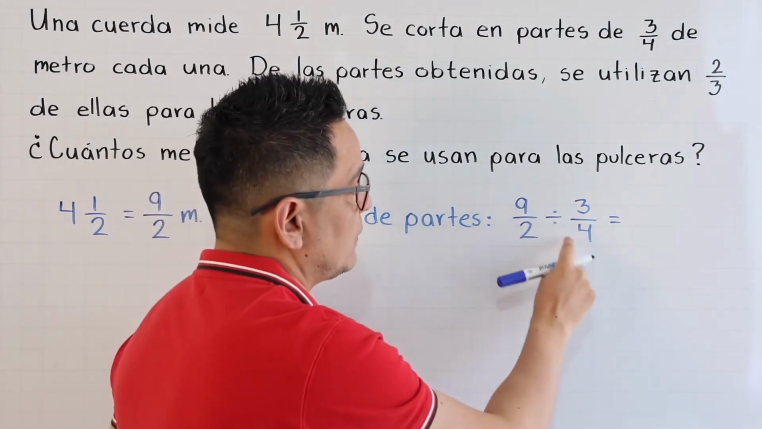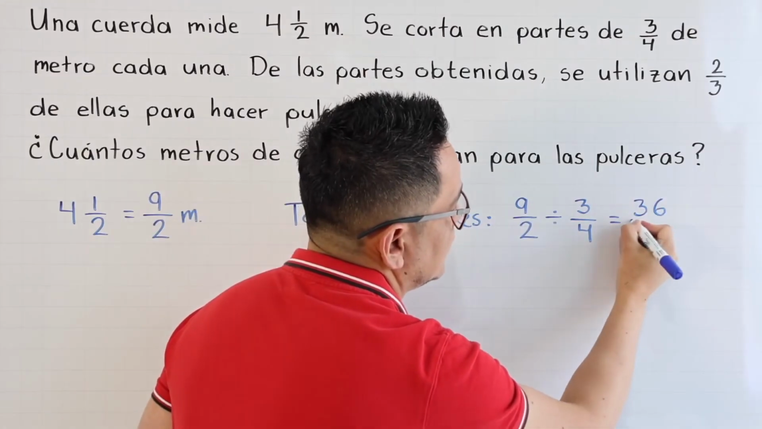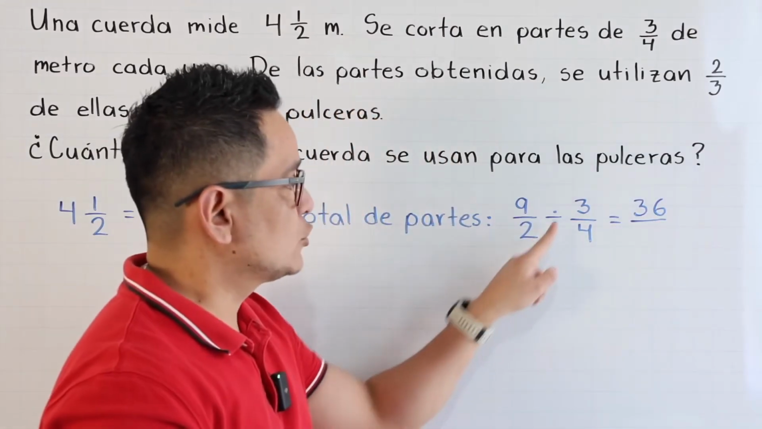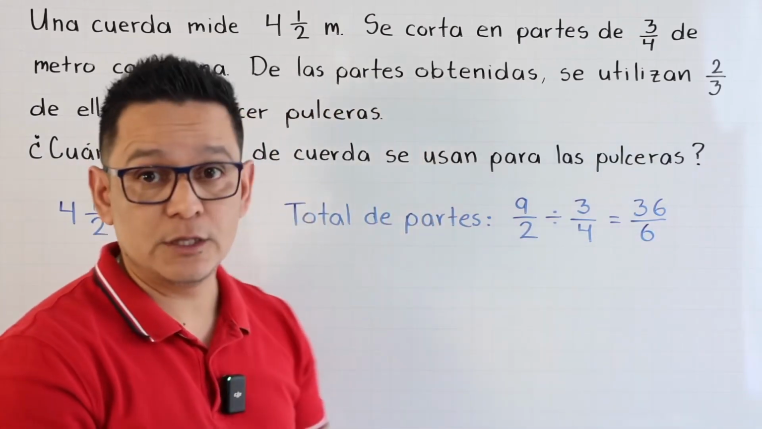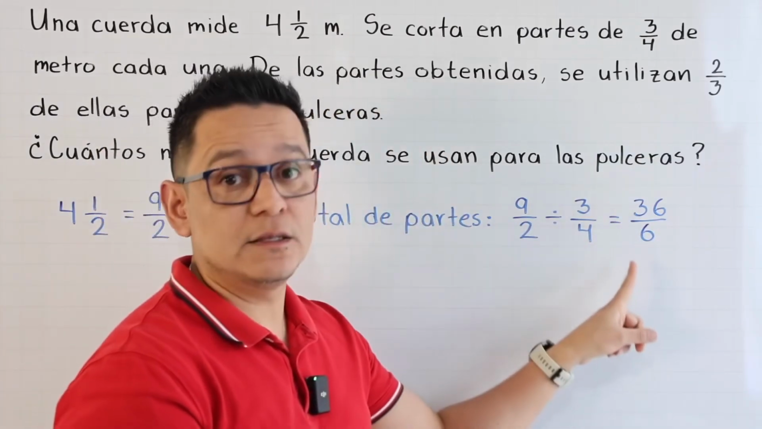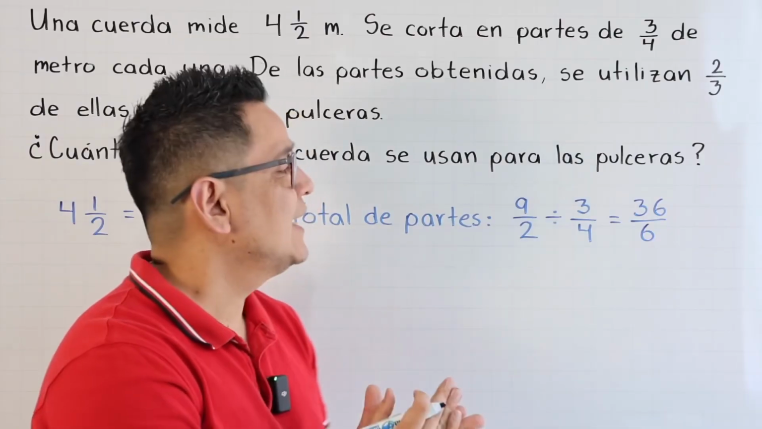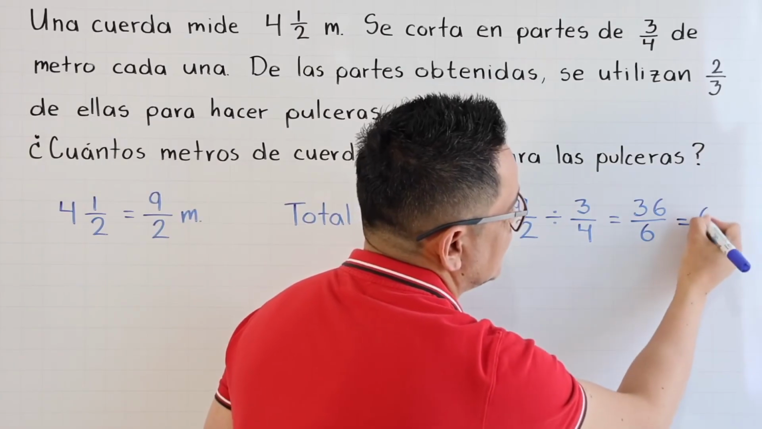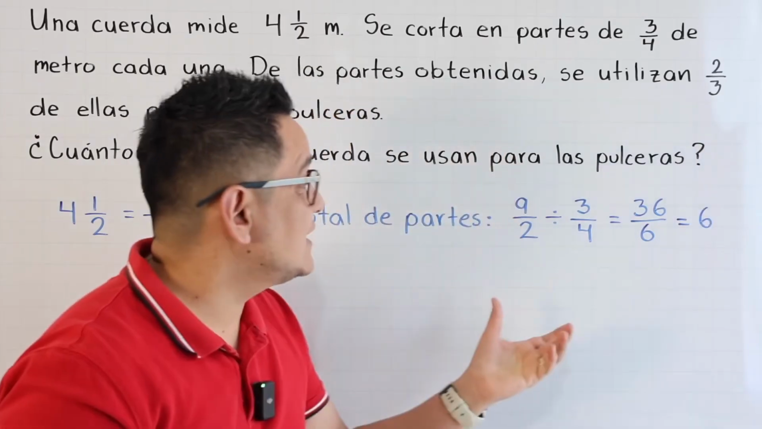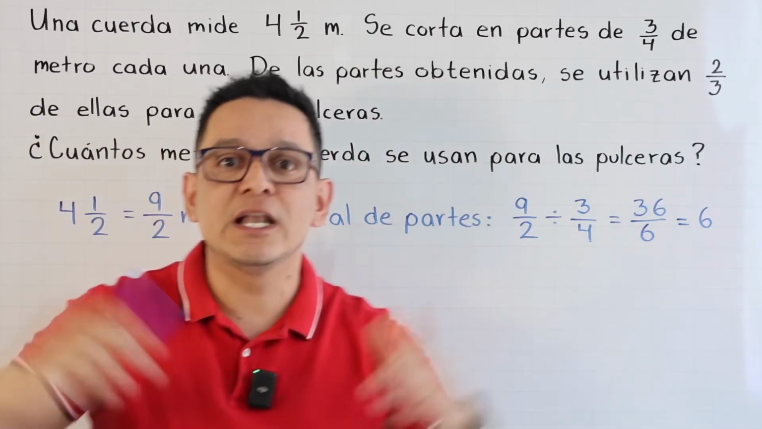So I get 9 times 4 equals 36. This goes in the numerator over 2 times 3, which equals 6. This goes in the denominator. Done. Now we do the division, if it can be done, and if not, well, we just simplify. In this case, it can be done, right? 36 divided by 6 gives me 6, done. That means the total number of parts is 6, that is, of the whole rope.